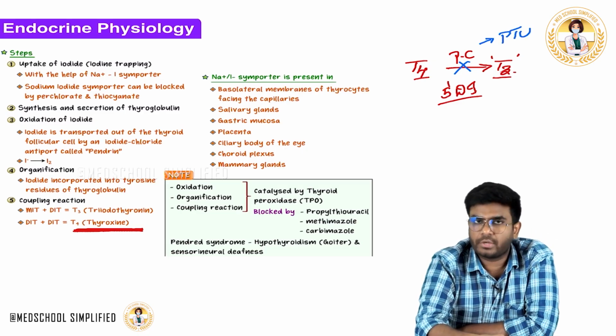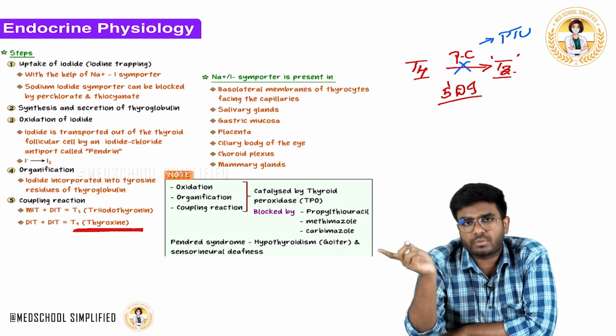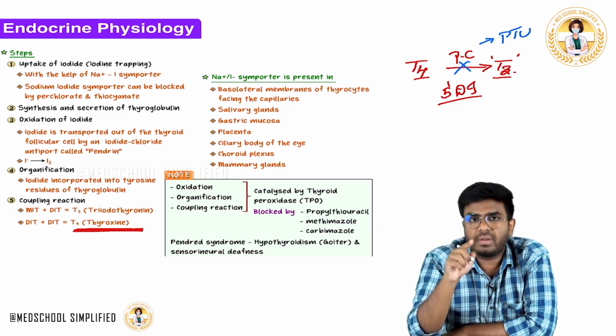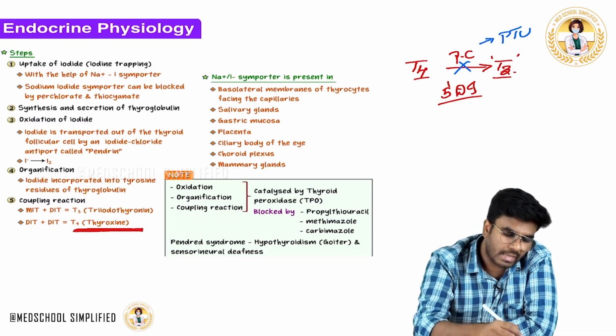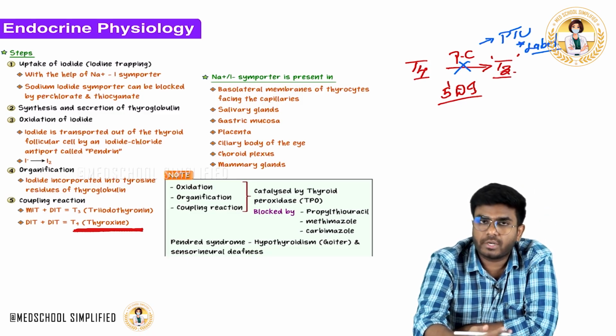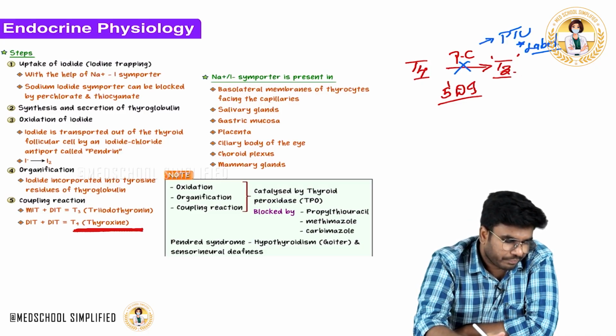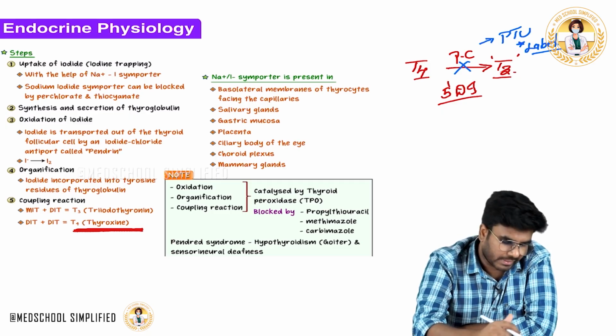Again, propylthiouracil inhibits the thyroid peroxidase also. P for propylthiouracil, remember, P for peripheral conversion. It also inhibits the peripheral conversion, as well as drugs like labetalol. Even labetalol, the beta blockers, can be used for the treatment of hyperthyroidism. Why? Because it inhibits the peripheral conversion. So these are some ways to treat hyperthyroidism.